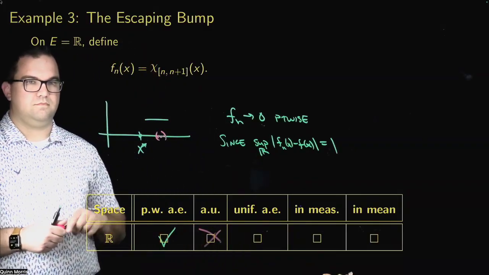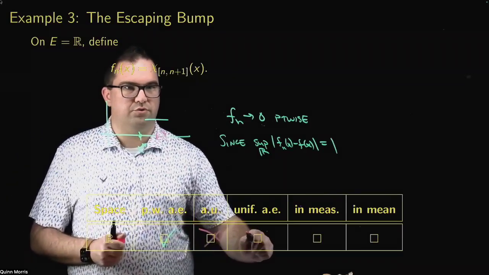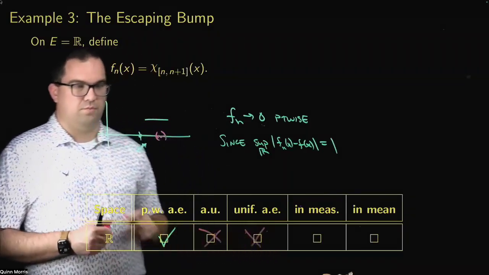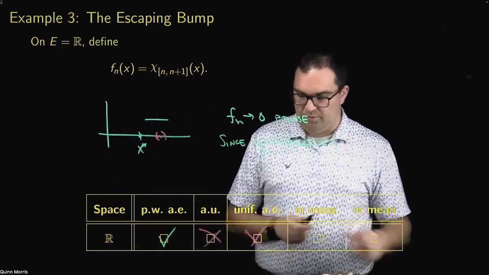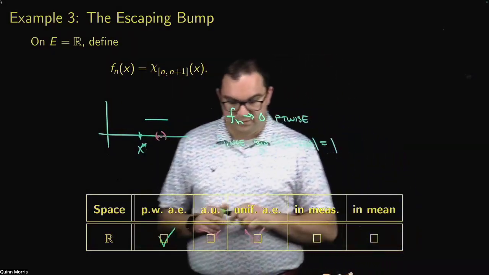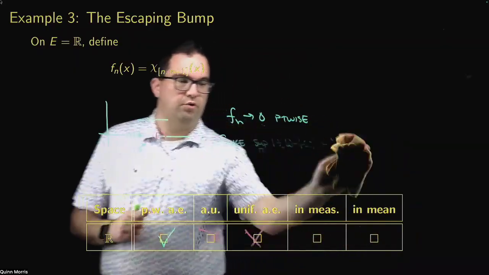So you get piecewise, but not almost uniform. You do not get uniform almost everywhere, right? So these sorts of uniform convergence are out. Now you might wonder about in measure or in mean.